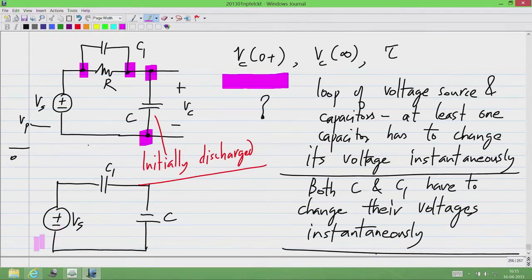Because just as the step is applied, the current through this loop is infinite, and this resistor contributes only a finite current. So there is no loss of accuracy if you just remove the resistor. Is this clear?